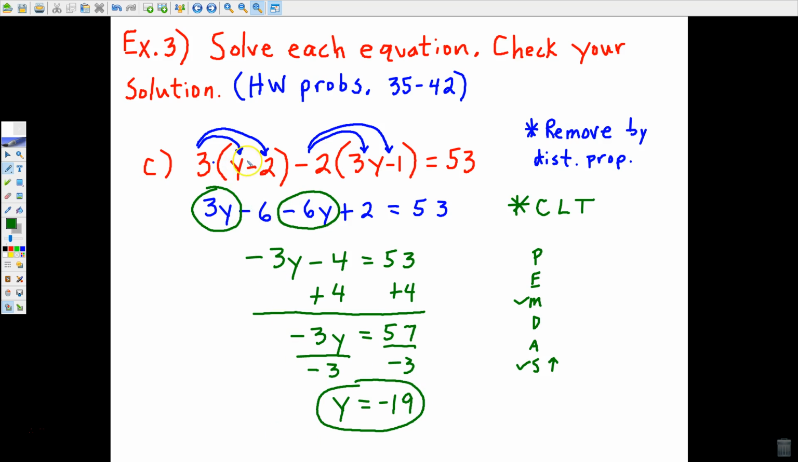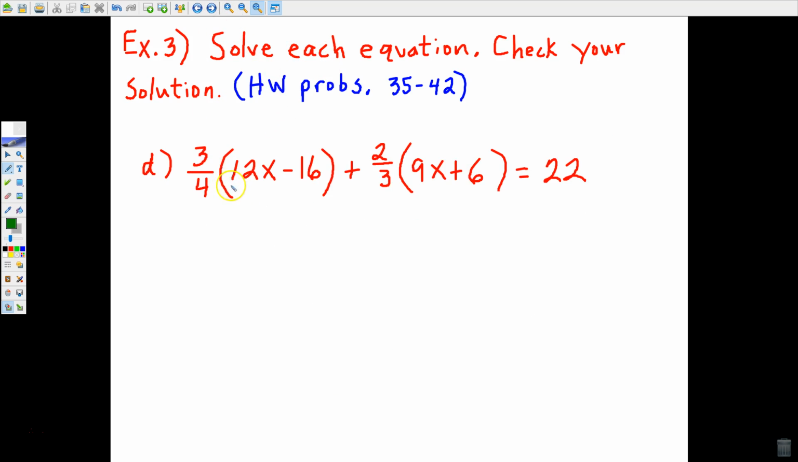I'm not going to take the time to check it. I hope you do, but you would need to replace both of the y's with negative 19, and you should get 53 on the left side after you simplify. All right. I got one more.